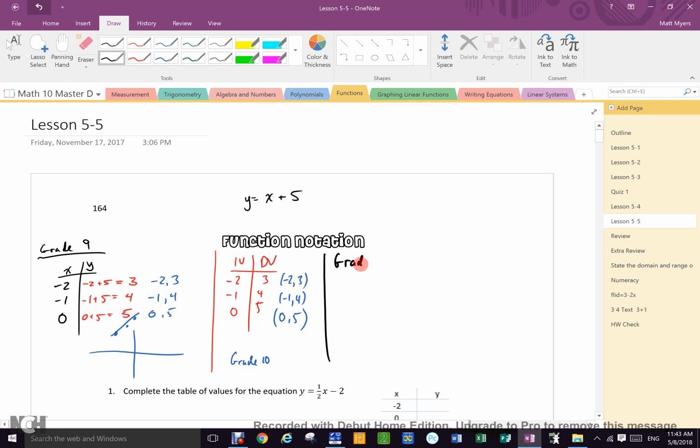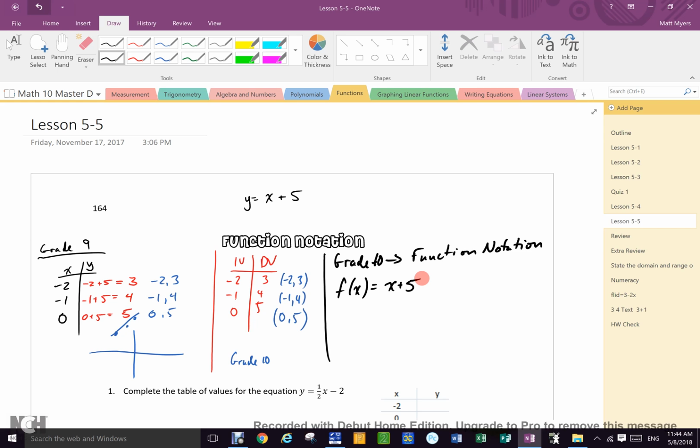For grade 10 and on, we are going to use what is called function notation, which I've written right on the top. Function notation is simply this. What do you notice that is the same in grade 10 and beyond as grade 10 and down? Ash. What's on the other side of the equal sign? Right. The math that you are going to do stays the same, yes?